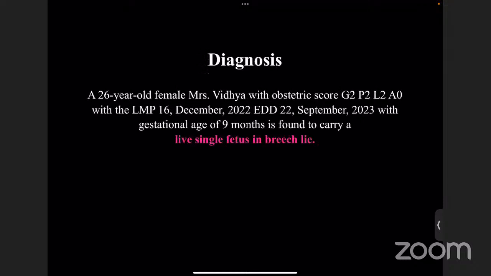The diagnosis is, again, she's a 26-year-old female, Mrs. Vidya, with the obstetric score of gravida 2, para 2, live 1, and abortion 0, with the LMP of 16th December 2022 and EDD of 22nd September 2023. The gestational age is 9 months, and she's found to carry a live single fetus in breech lie. With this, I complete my presentation. Okay. This is good, actually.